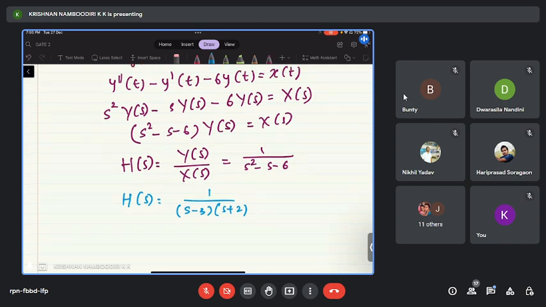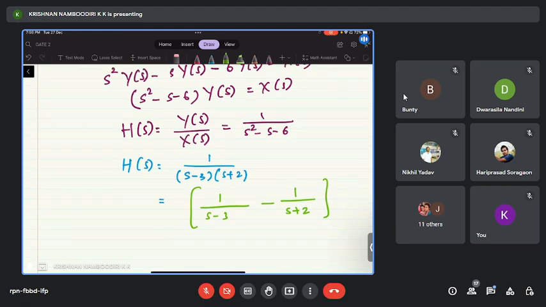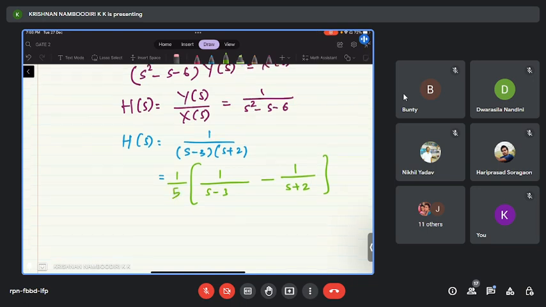Now we need to do some partial fraction. I will do it in symbolic form. This can be written as 1 by s minus 3 minus 1 by s plus 2 with a correction term outside, correct? So s plus 2 minus s minus 3 means this is equal to 5 divided by s minus 3 into s plus 2, correct? So there will be a 1 by 5 outside. So this is equal to this. Does everybody agree with this step? If not, you try to calculate this. This is not very difficult.